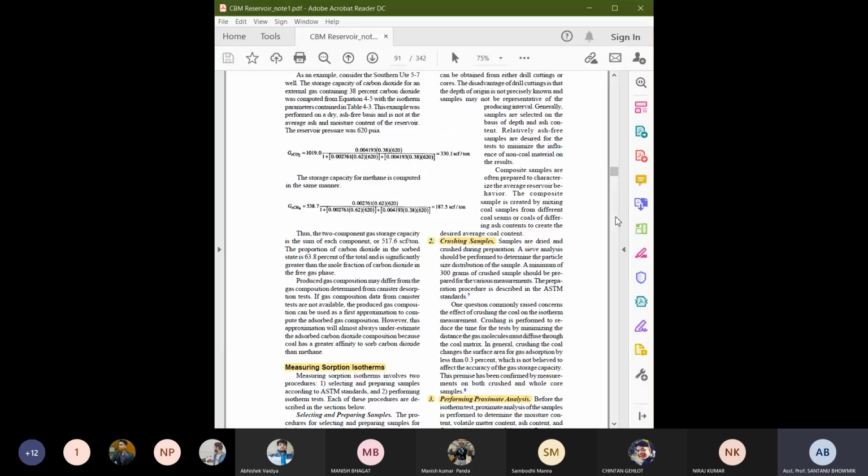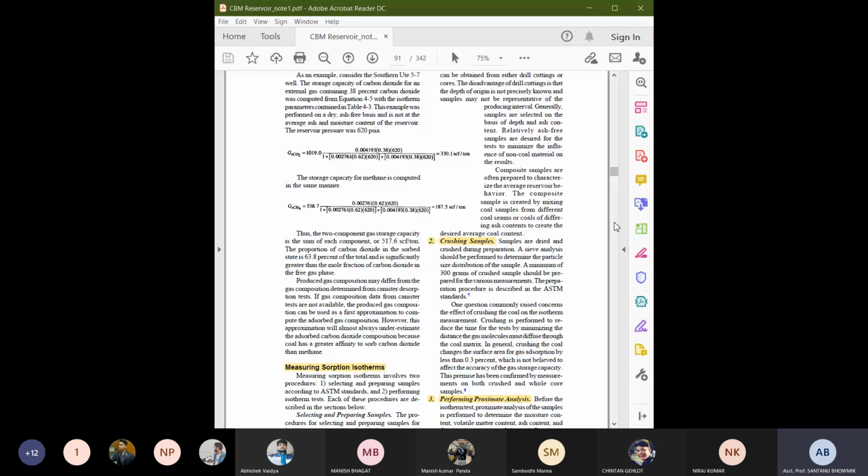Okay. It is not that I am going to give you an example. I am going to give you a mathematical problem. But as you are learning coal bed methane, this is the fundamental equation of gas storage capacity. Okay. So you need to understand.